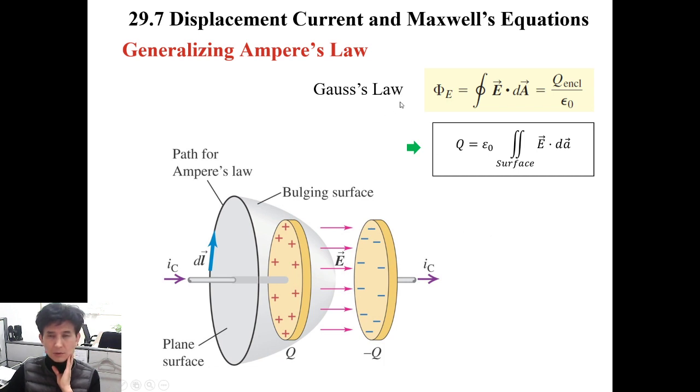From Gauss's law, the electric field flux, which is the electric field through a surface, if it is closed, is equal to the total charge within the surface divided by epsilon zero. So the total charge within a closed surface can be obtained by multiplying epsilon zero with the electric field flux out of the surface.